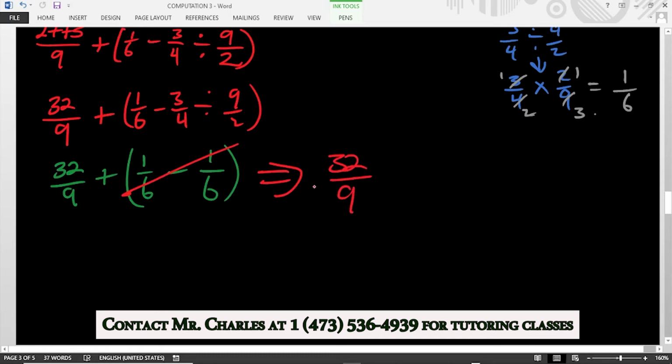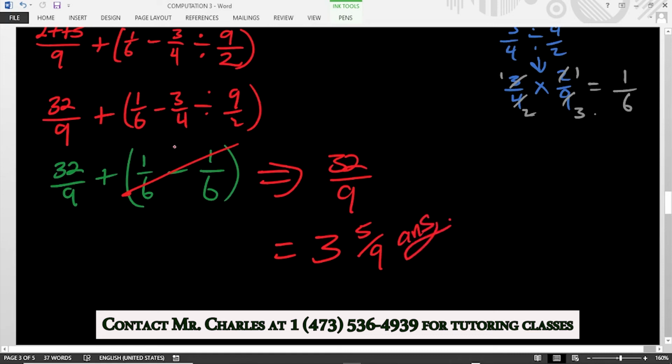Now 32 over 9 can be rewritten as a mixed number. 9 into 32 is 3, because 9 times 3 is 27, remainder 5 over 9. So our answer is 3 and 5 over 9.